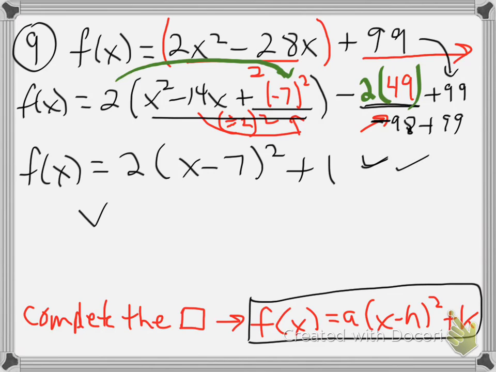And then they also said give the vertex. The vertex, the x's lie, so this is 7 and 1. And there's your other point. And there's one more I'm going to do.